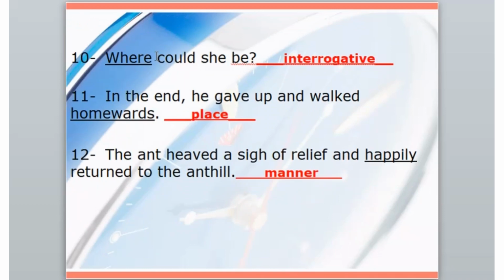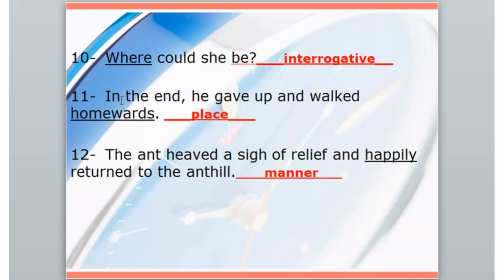I want you all to underline where, and where is asking you something, right? So it should be interrogative adverb. Okay, and write the correct spellings. I have noticed so many students write the wrong spellings. Okay, that's how you write interrogative, and spell it properly while writing.